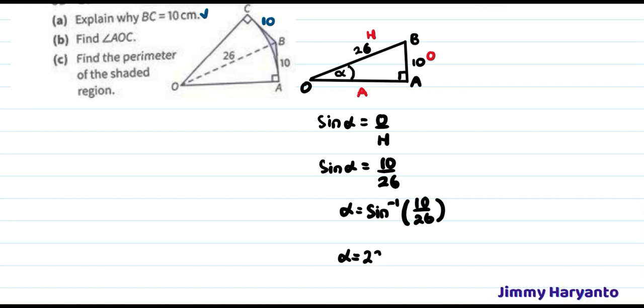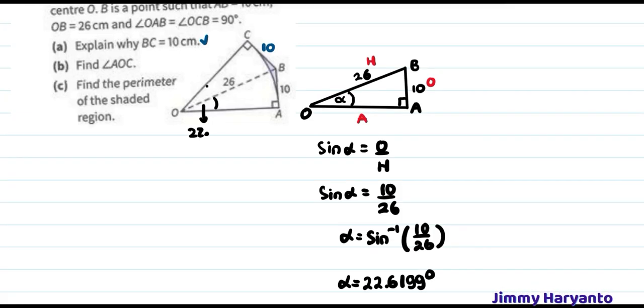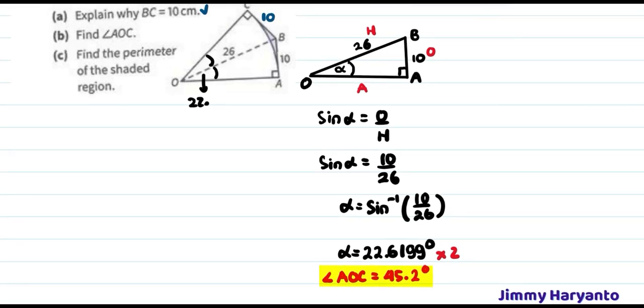We have 22.6199 degrees as the result, but that is still AOB. The 22 is this one. But the question wants you to find the AOC. That means we have to multiply it by 2. So the angle AOC equals 45.2 degrees in 3SF. That is AOC.